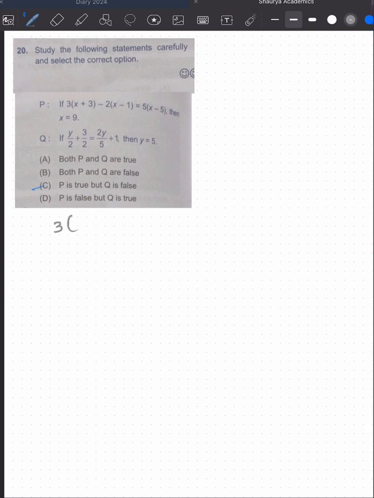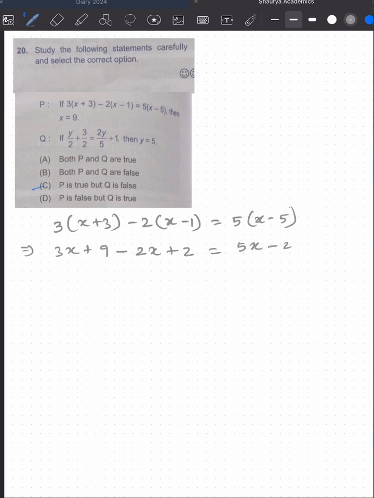So 3x plus 3 minus 2 x minus 1 is equal to 5x minus 5. Let's solve. So this implies 3x plus 3 3s are 9, minus 2x, minus minus plus 2 1s are 2, is equal to 5x minus 25. Careful about these signs. Minus minus will become plus when you are multiplying the negative. Okay, so 3x minus 2x is x. 9 plus 2 is 11.